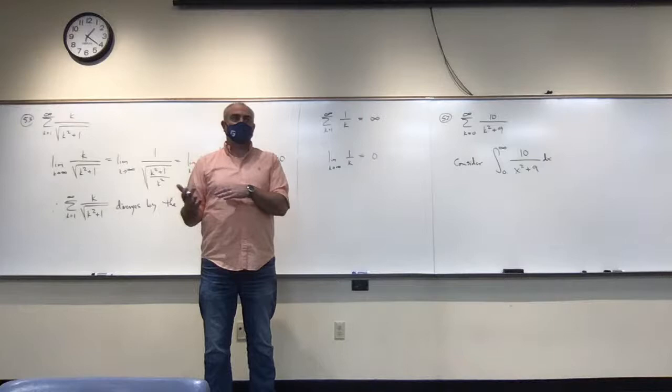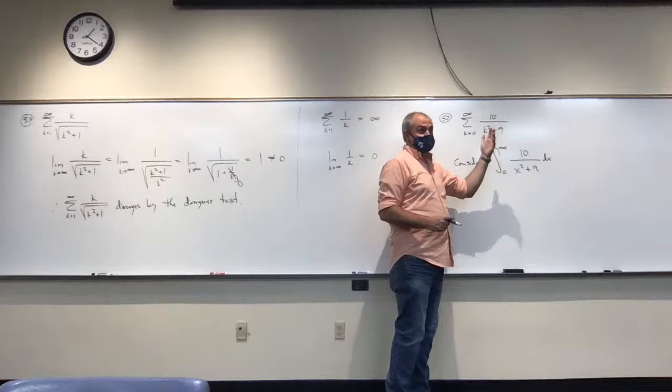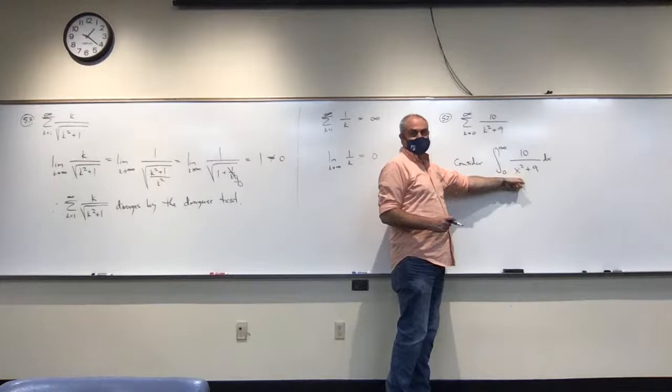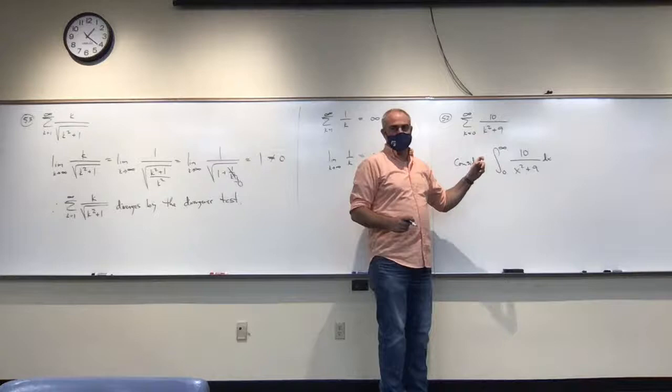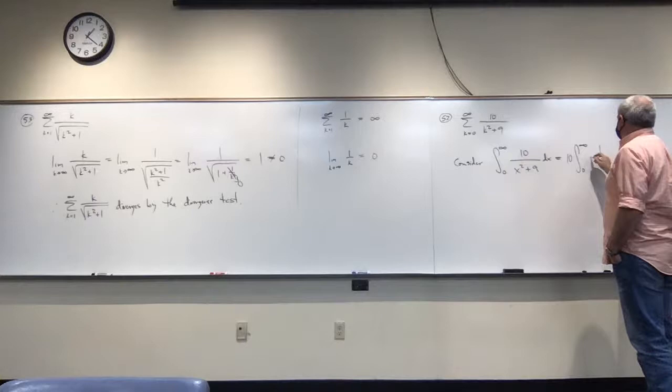We use x's, right? So when I convert from my sum to my integral, I usually change the k or the n, depending on the problem, to an x. So I understand that now I'm using a continuous variable, where here I was using a discrete variable. Okay, so how do I do this one? Well, the 10 could come out. I just have 10 times the integral from 0 to infinity of 1 over x squared plus 9 dx.